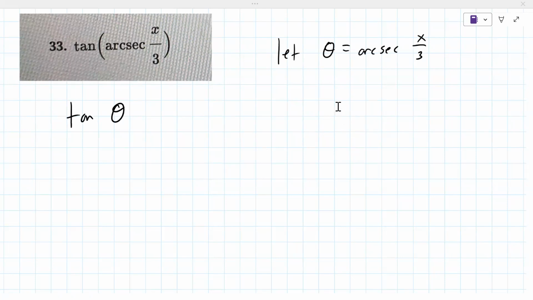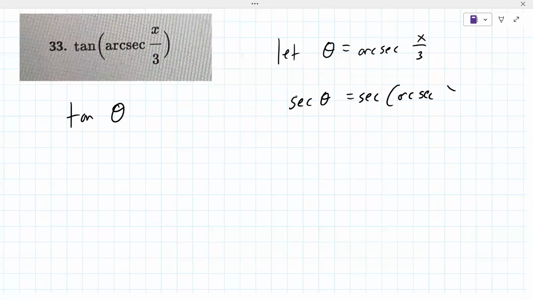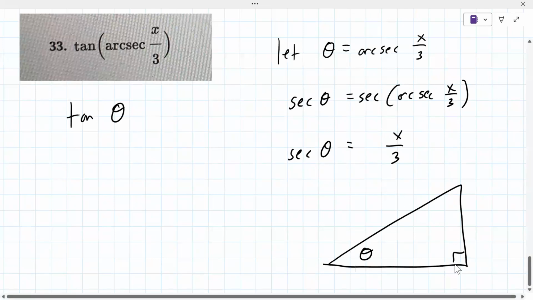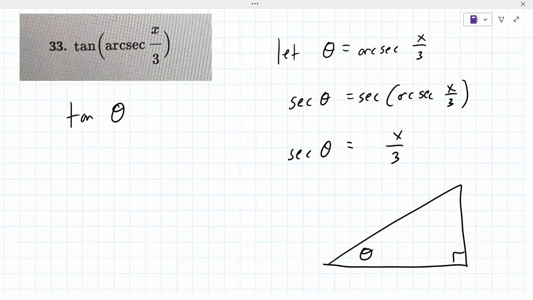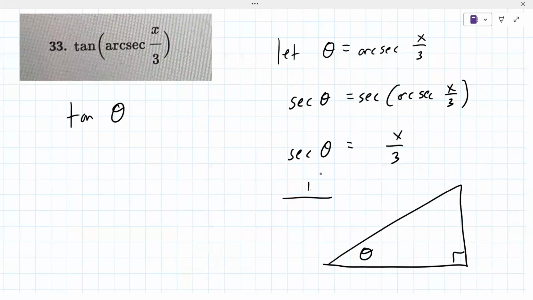Now that's just the setup. So now we undo arc secant with secant. You take the secant of theta, secant of arc secant of x over 3. And so secant of theta equals x over 3. So when you draw your triangle, there's theta again, and you have to get the x and the 3 in the right spot. That's really the challenge, what goes where. Again, secant is the reciprocal of cosine.